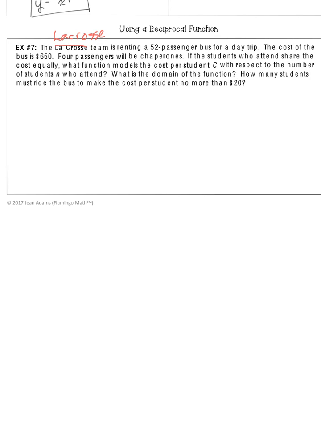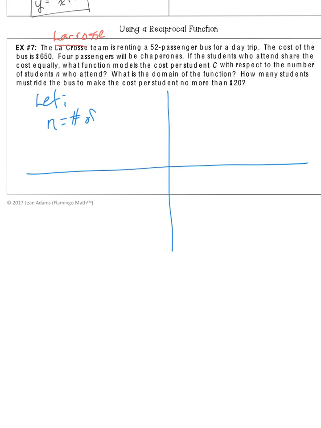If the students who attend share the cost equally, what function models the cost per student, so C is going to be our Y, with respect to the number of students N who attend. So N is going to be our X because the number of students drive the cost. The cost does not drive the number of students. So we are going to let N equal number of students. And we're going to let C equal cost per student.